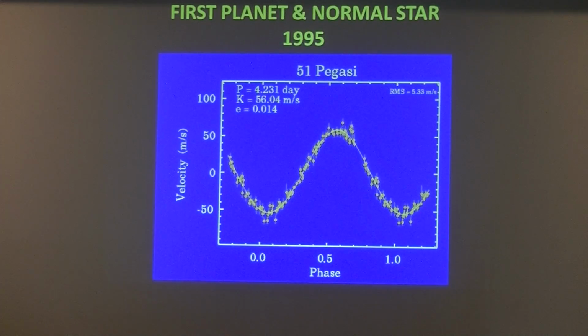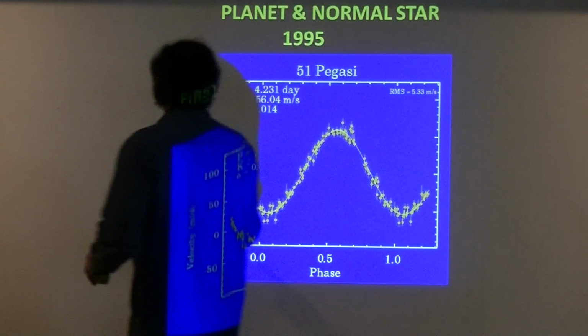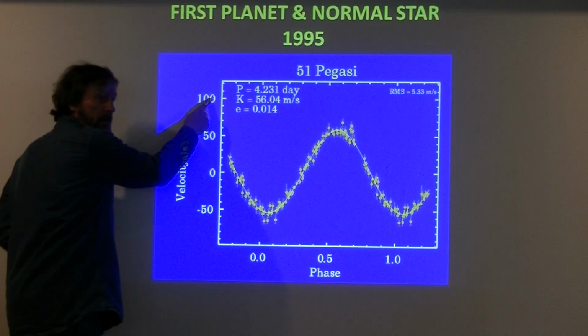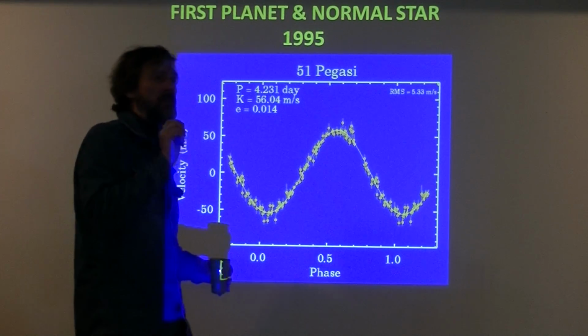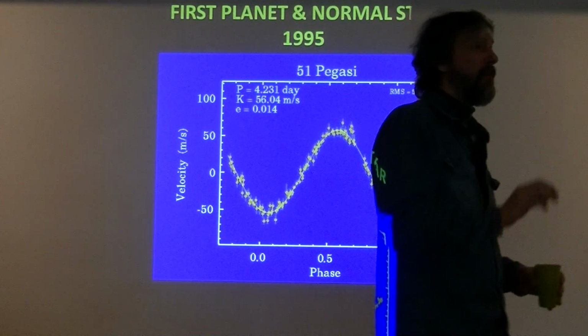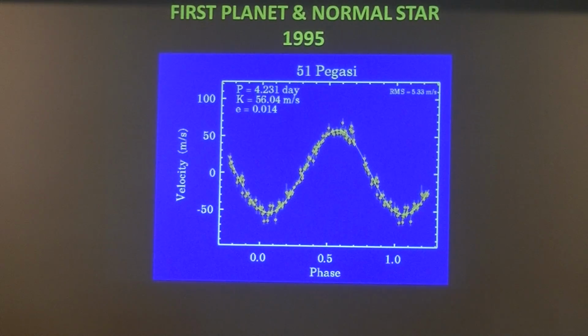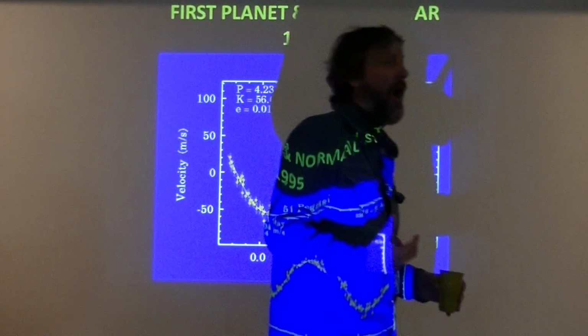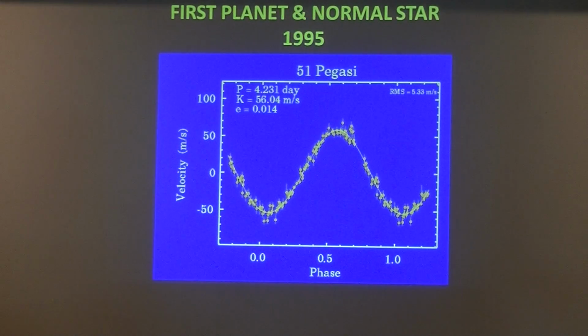What makes this possible for the first time in history, 1995, is look at the scale. This is 100 meters per second motion. You're measuring a change in velocity which is on the order of less than 5 meters per second. So if I go from basically walking to running, I can see the difference with my telescope, for a star which is 50 light years away.